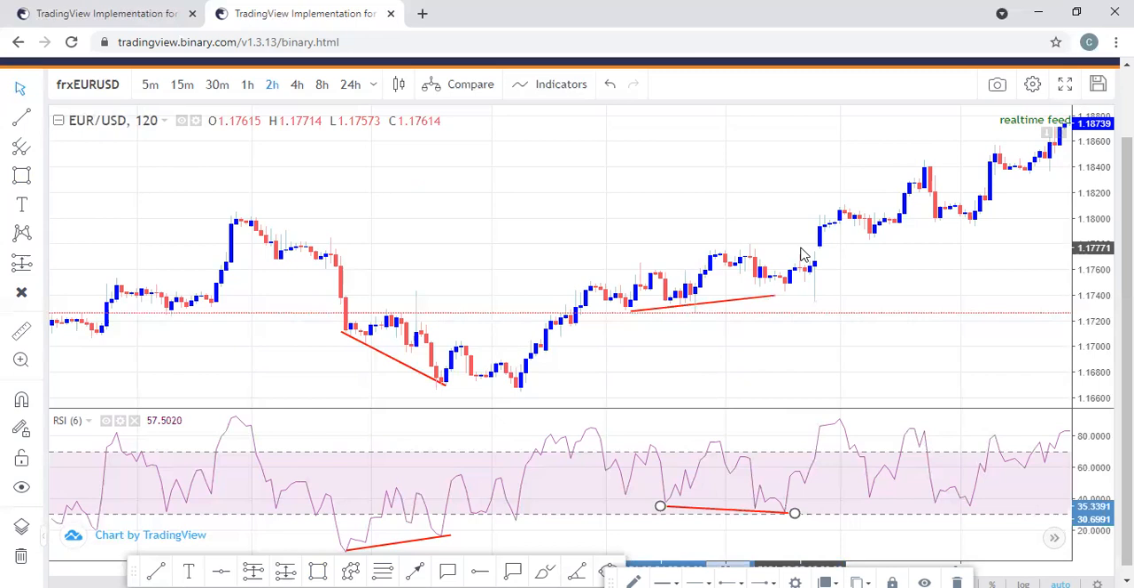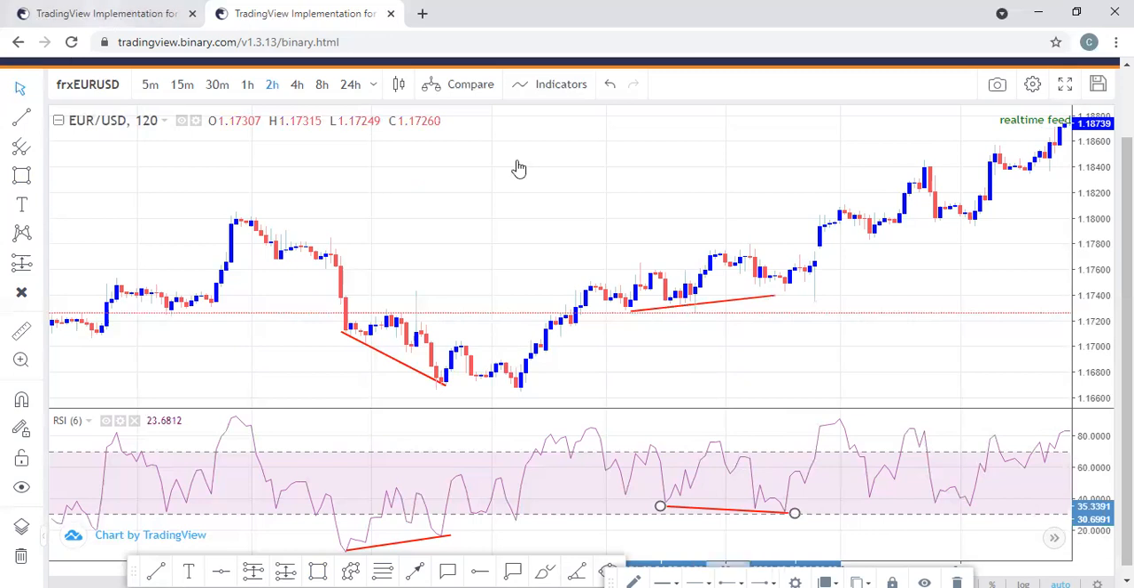Hidden shows continuation, while regular shows what? Reversal. So this was a hidden bullish divergence. The market is going to continue buying, right? So that is how to spot divergence. So just practice these steps and you will learn.